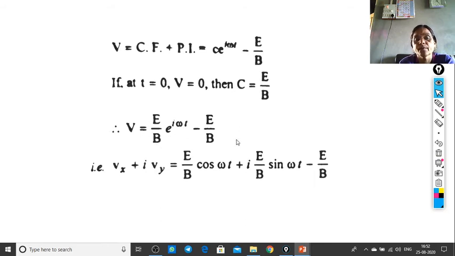Again, we have to split this final velocity vector into its component form. Vx plus iVy on the LHS equal to E upon B, since the multiplier is here, e raised to i omega t. In the previous derivation also we took its expansion, and this expansion will be E upon B cos omega t plus i times E upon B sin omega t, and the second term minus E by B as it is. Therefore, Vx plus iVy equal to E upon B cos omega t plus i times E upon B sin omega t minus E upon B.